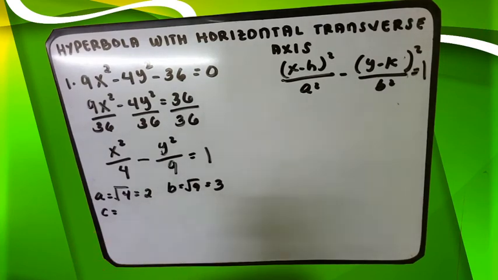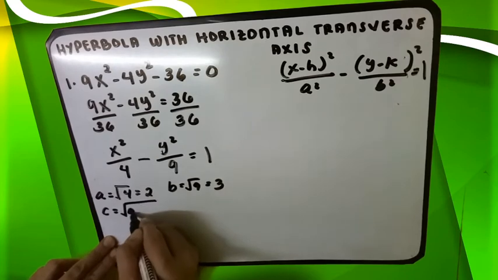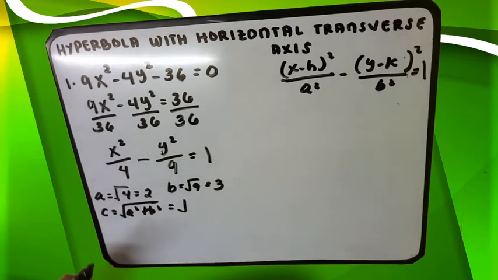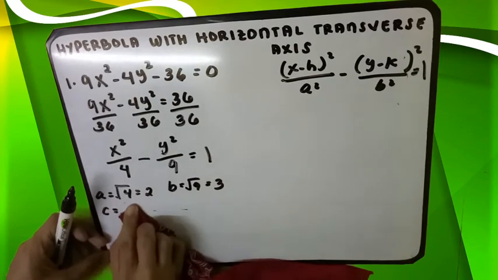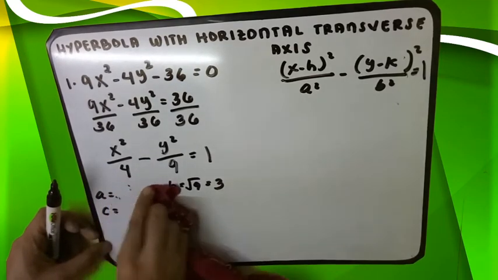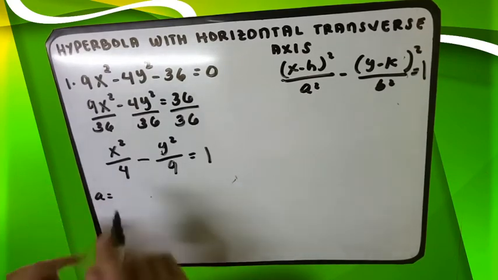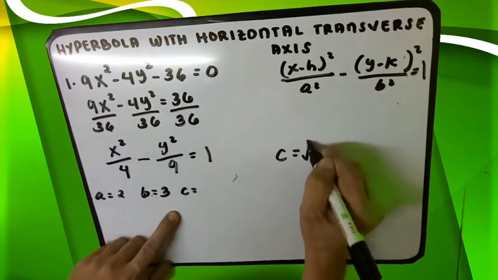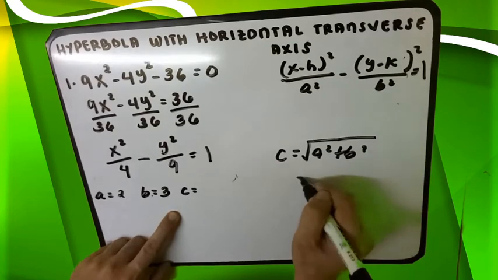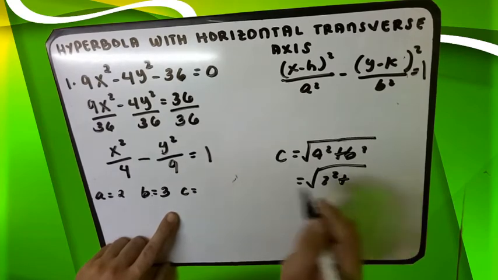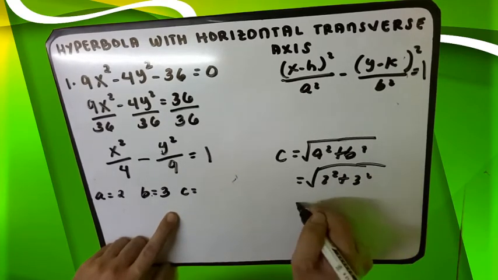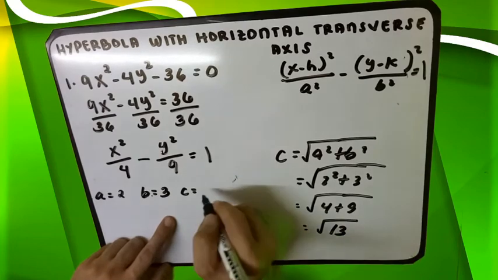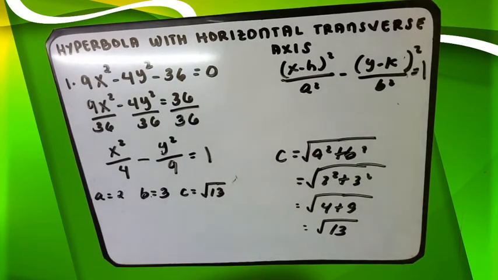For c, pinakita ko kanina, that is square root of a squared plus b squared. Hindi ko na isusulat yung formula. So a natin is 2, b natin is 3, at c is equal to square root of a squared plus b squared. So that is square root of 2 squared plus 3 squared, square root of 4 plus 9, square root of 13. So c is equal to square root of 13.